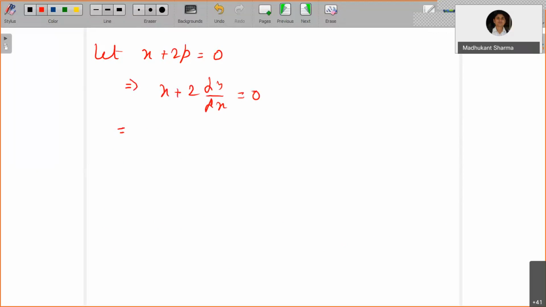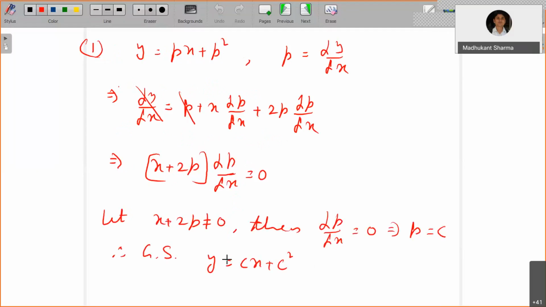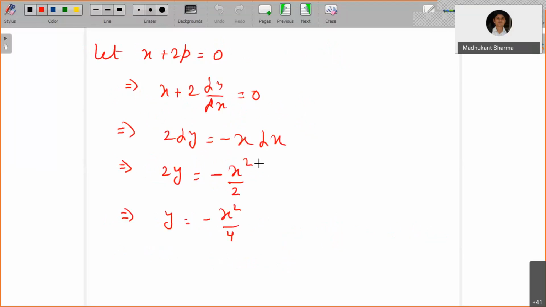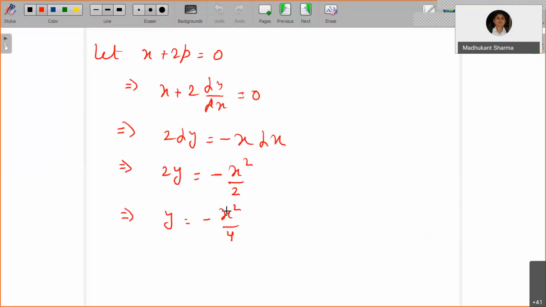That you can solve by using the variable separable method. So you have 2 dy equals minus x dx. Integrating both sides, 2y equals minus x square by 2. So this implies y equals minus x square by 4. See, the earlier general solution y equals c times x is a linear case, and this is a quadratic curve. So they are not the same thing, and this certainly does not fall into that family.